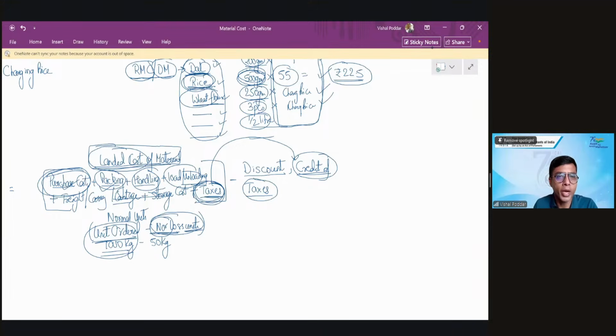Now even though I have added the taxes here, if these taxes will be returned back to me, then effectively it is not my cost. So I will even subtract that. So what I'm going to subtract from this total cost in the numerator is one, discount, and two, all those taxes for which later on I'm going to get the benefit back.